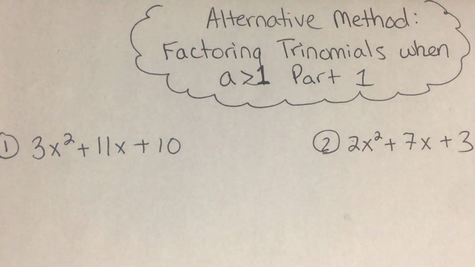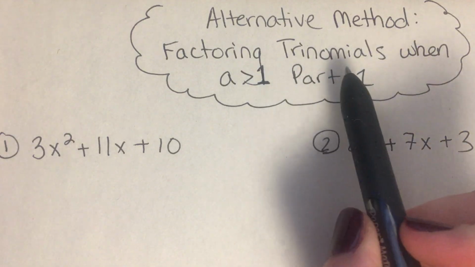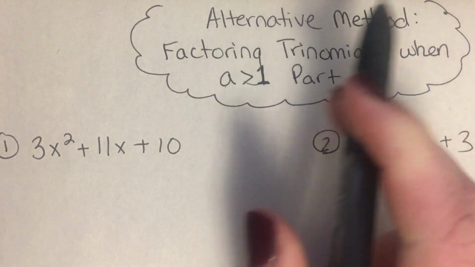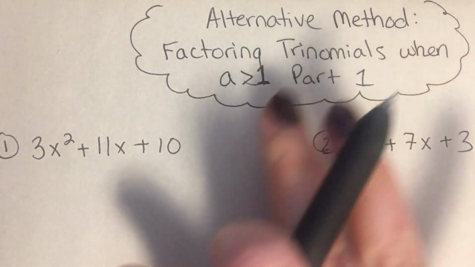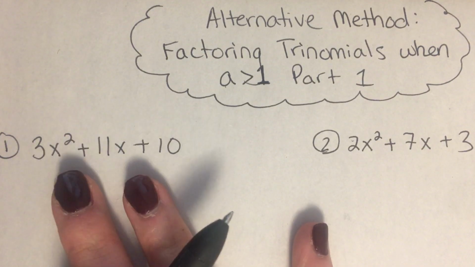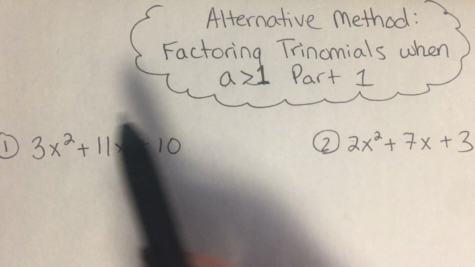Hello all, so today we're going to be talking about an alternative method that you can use when you're factoring trinomials that have an a greater than 1. So this is part 1 of a two-part video. Part 1 is going to really just focus on the strategies and what happens when we have both positives. Part 2 will focus on the same examples but with negatives.